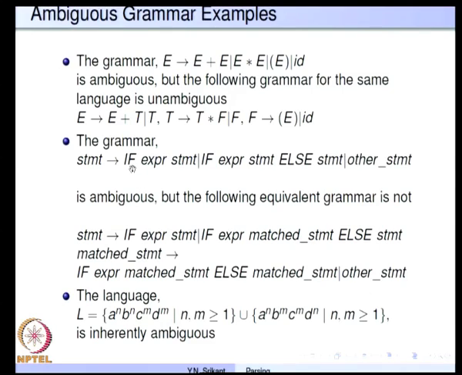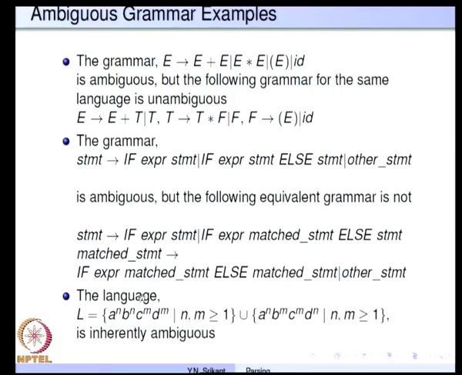It says if, followed by expression, followed by statement; that is our if then statement. Otherwise, the other option is if expression statement else statement. So, this generates the else part as well, otherwise any other type of statement. This happens to be ambiguous, but the second grammar is unambiguous, as we will see very soon.